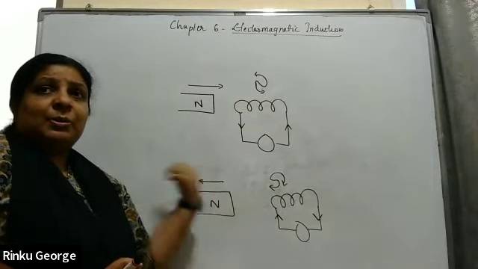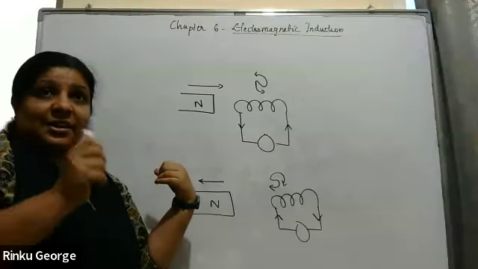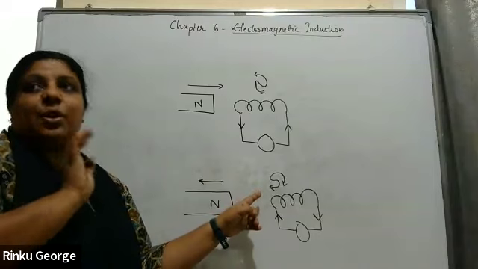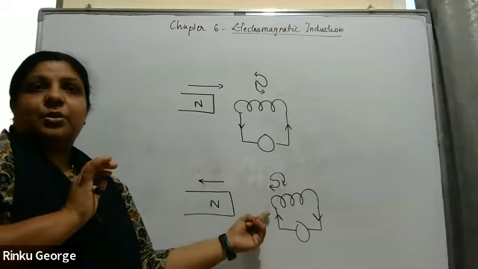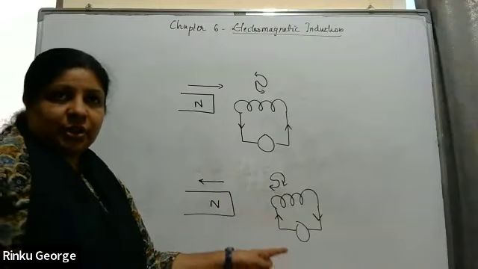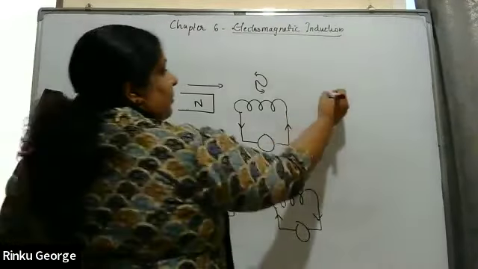Here, what is the cause? The north pole leaving is the cause. So the coil will try to hold the north pole. It will always try to oppose the cause. So for holding the north pole, a south pole will be created. So south means it will be clockwise. Understood?